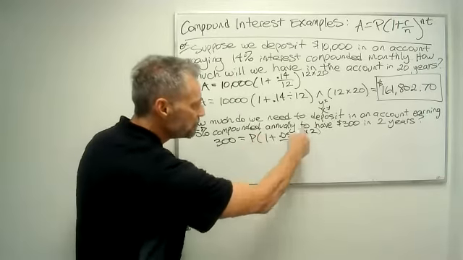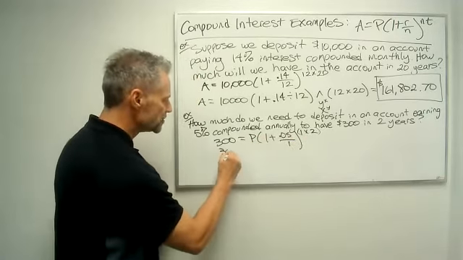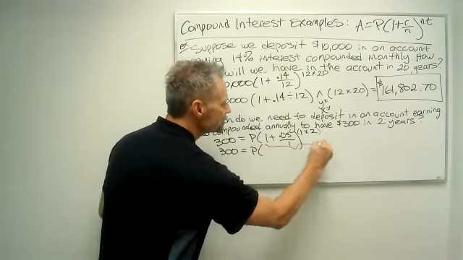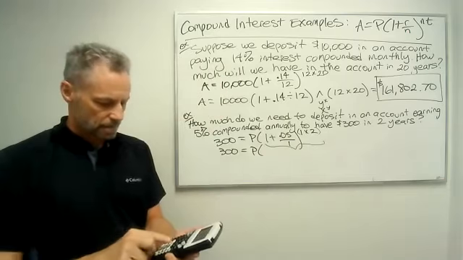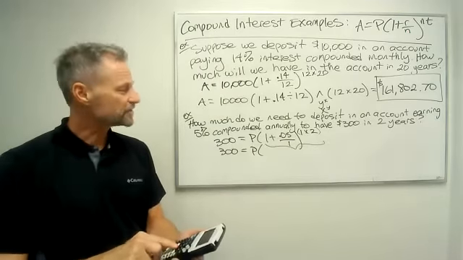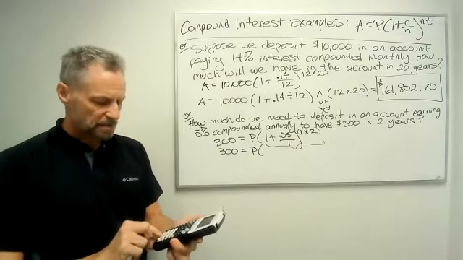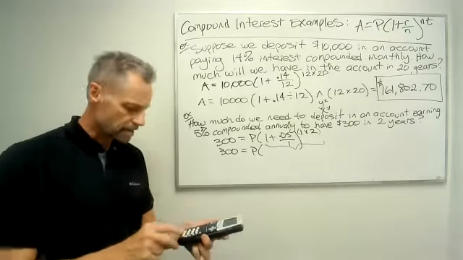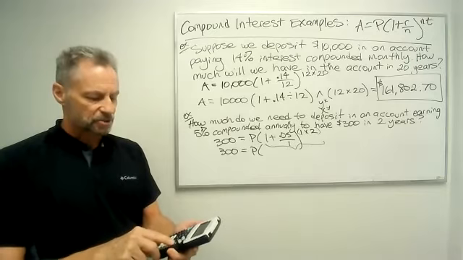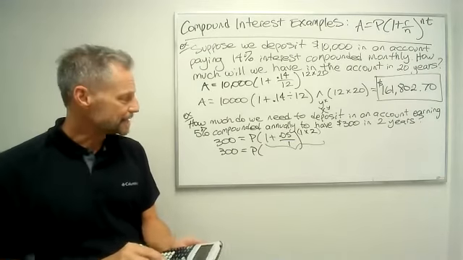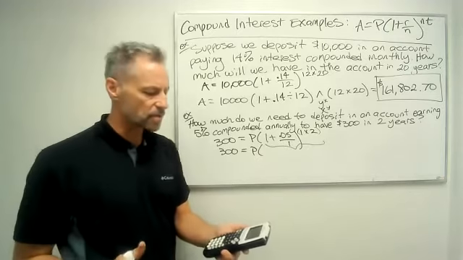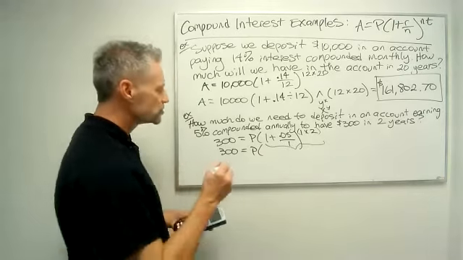So I'm going to put this part in parentheses. So I'll get 300 equals P, and then all of this. So I'm going to go left parenthesis, 1 plus 0.05 divided by 1. I'll go ahead and divide by 1 because it's there. Close parenthesis, raised to the power, open parenthesis again, 1 times 2. Close parenthesis, equals 1.1025.